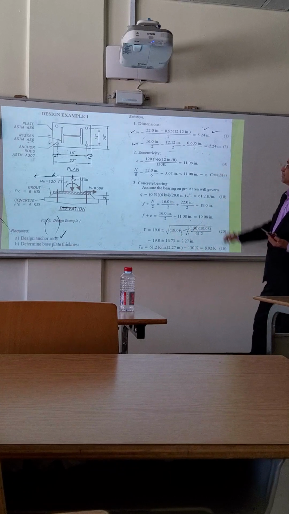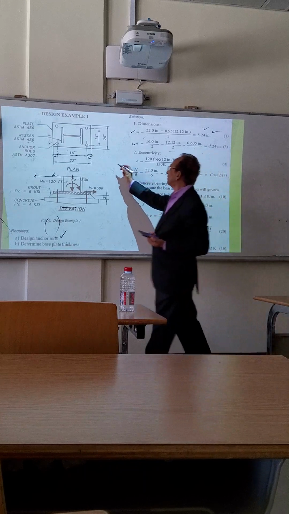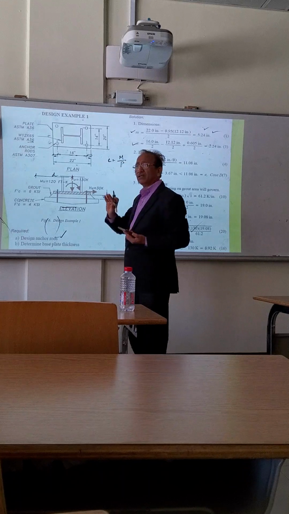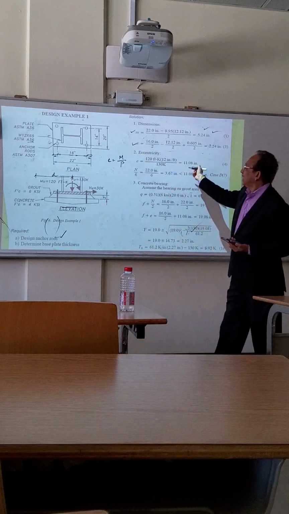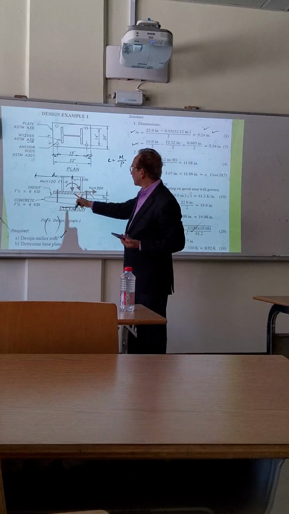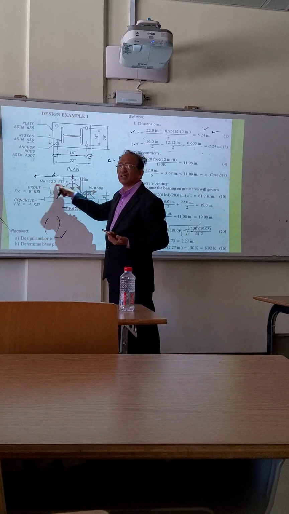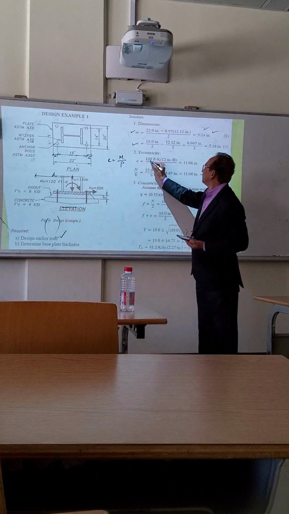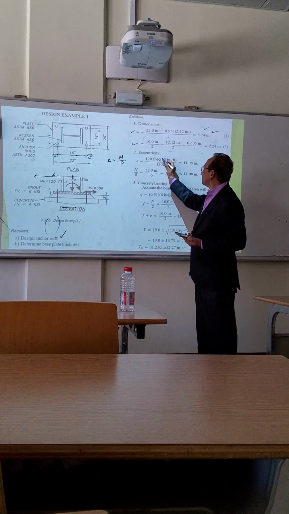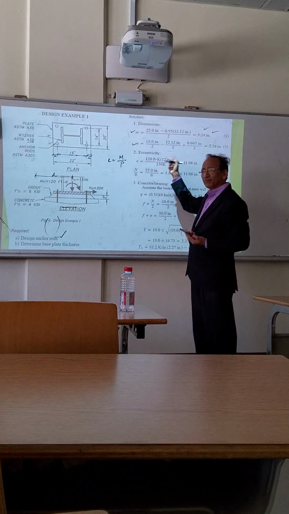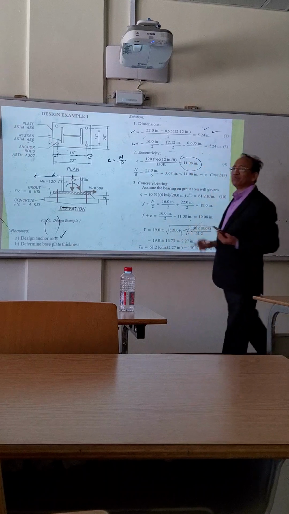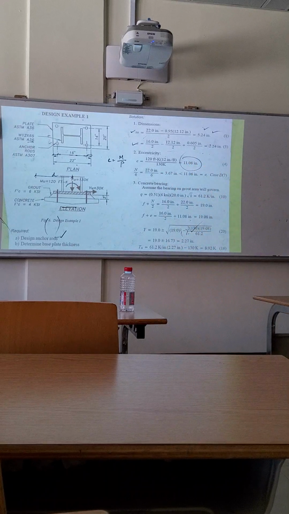Then eccentricity. How much will be the eccentricity? E is equal to M upon P. M is 120, and PU is 130. So we write here 120 feet cube multiplied by 12 because now you are converting into inches. Divide by PU and you get 11.08 inch is the value of eccentricity. So now you get the value of P.